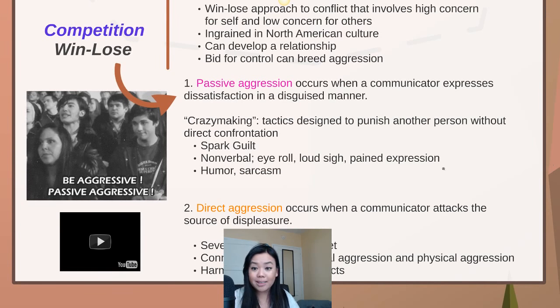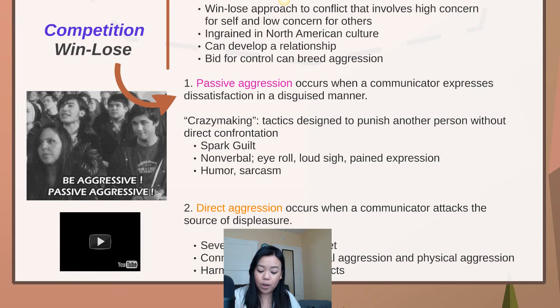The competition style is essentially win-lose. For there to be a winner, technically speaking, there has to be a loser, right? In this style of conflict, each person has a high concern for themselves and a low concern for the other person. I can't be caring about you if I also want to beat you at something, right? It tends to be a big part of North American culture. We see this in our sports culture as well. We really are very competitive in that nature. But the awesome thing about competition is that it really can help develop relationships when it's healthy, productive competition.